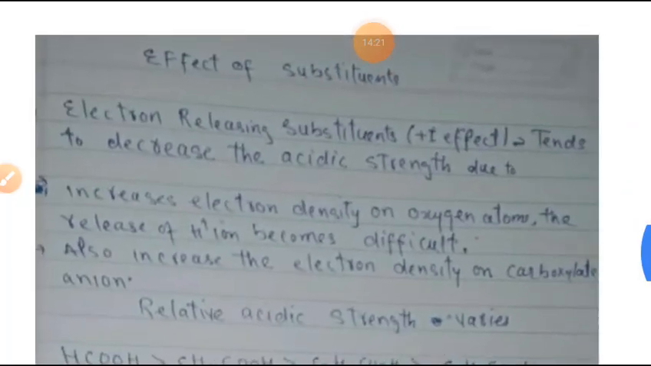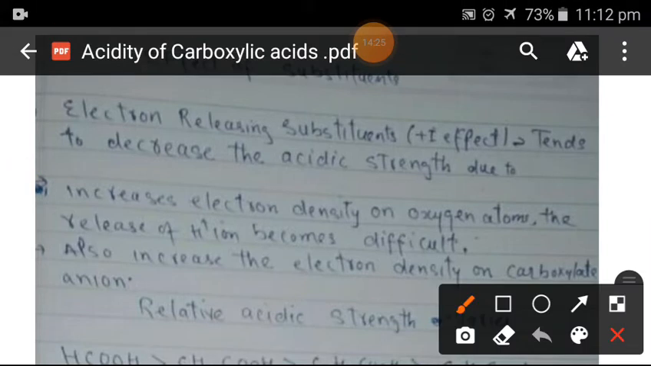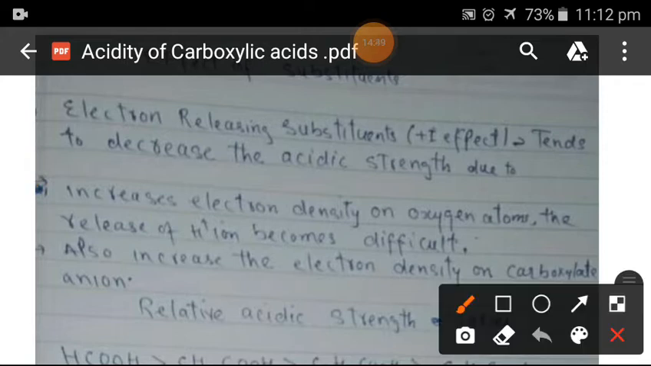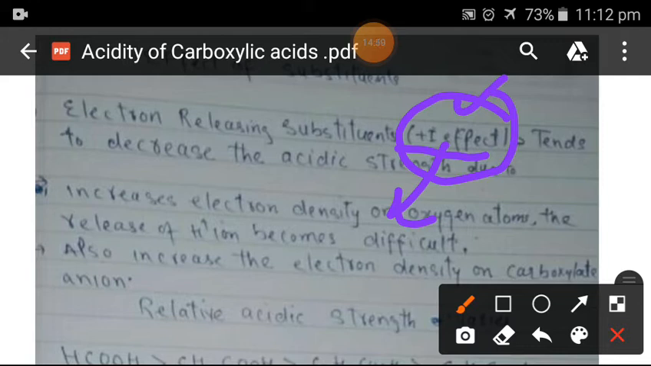There are two types of substituents present in a particular compound. They may be electron releasing substituents, which show the plus I inductive effect, and second are the electron withdrawing substituents, which show the minus I effect. Clear? So first let us discuss the substituents which have the plus I inductive effect.